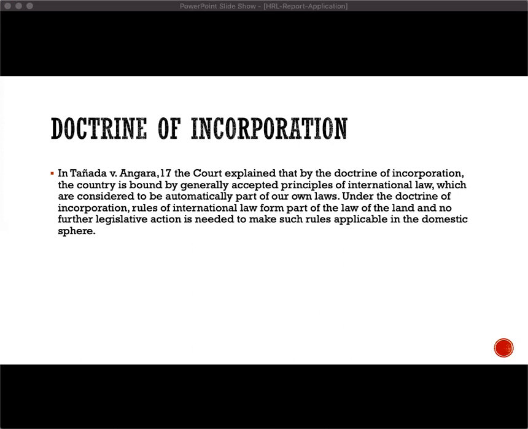So it means that the rules of international law form part of the law of the land. Hence, no legislative action is required to make them applicable. So by the doctrine of incorporation, the Philippines already generally accepts the principles of international law. Right, so that means that we have to adapt to the open or the international market as well.